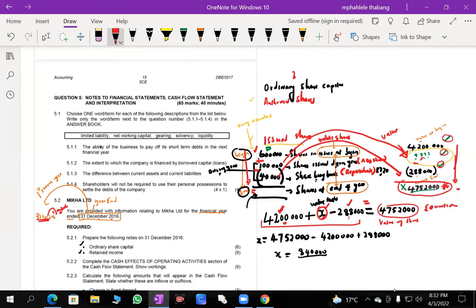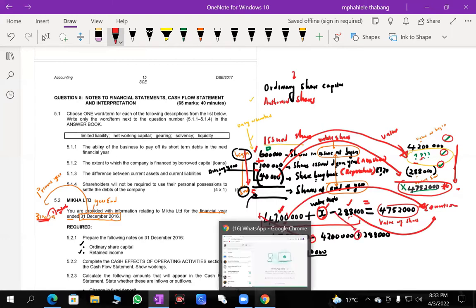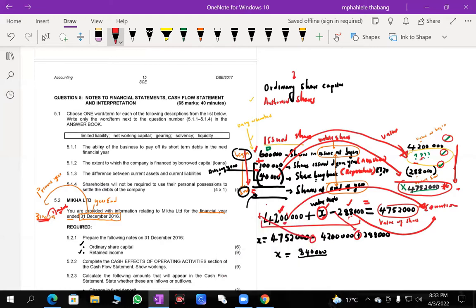Then we solve for x. I can solve for x. Watch here, this one, move it to that side. Even this one, move it to that side. To the other side of the equal sign, they must change the sign. This was positive, it is now negative. This was negative, it is now positive. Use the calculator for x.